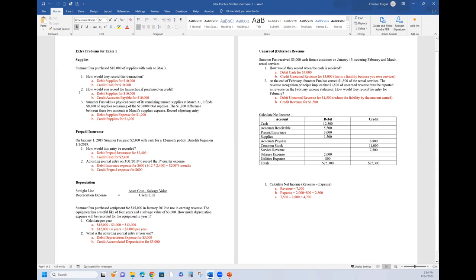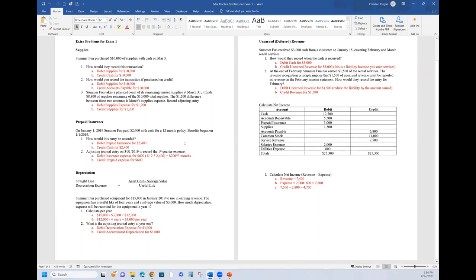Or I might ask just one piece of that. You know, would you debit supplies? Would you credit cash? It may have a debit cash, and you'll have to select the right answer. And then how would you record the transaction if it was purchased on credit? These are all things we went through today. If they did a physical count of the supplies and the supplies was reduced and the difference is a certain amount, how would you record that transaction? Here's the prepaid insurance on how you would do the calculations and record it.